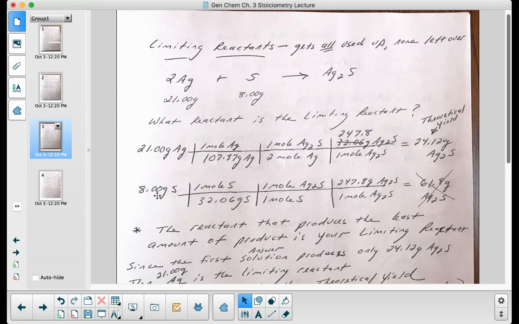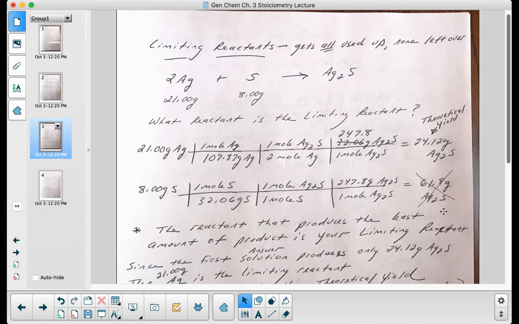Then I take my second reactant, 8 grams of sulfur, and I run the same type of calculation. This time I'm going to convert the sulfur to the moles. Then I'm going to look at the mole ratio between silver sulfide and sulfur, and I look up at the equation, and it's a 1-to-1 ratio, the assumed 1 coefficient there. And then I'm going to use the molar mass again of the Ag2S for every 1 mole of Ag2S. And then I'll run the calculation, this time the 1-to-1 ratio here, and I'm going to end up with an answer of 61.8 grams of Ag2S.